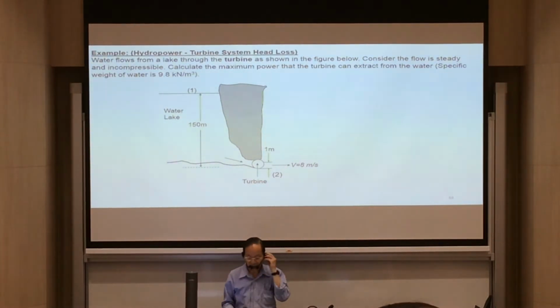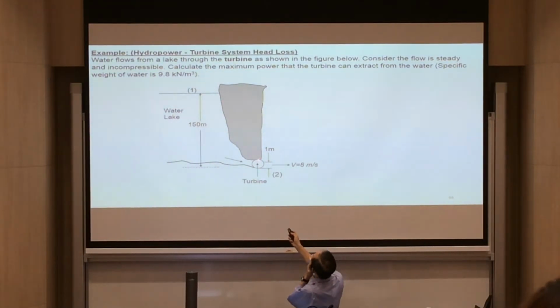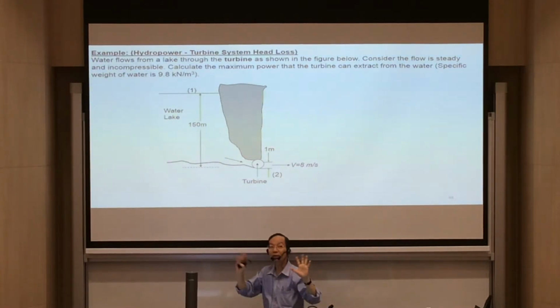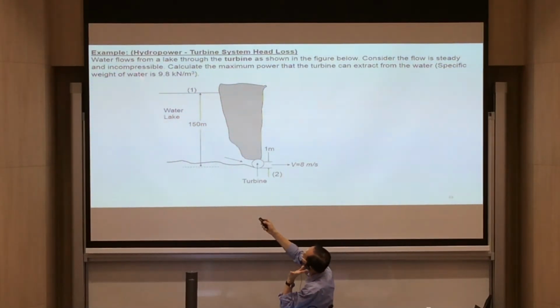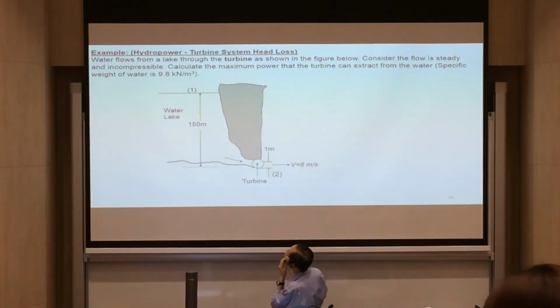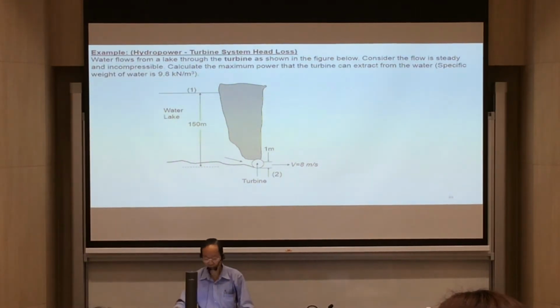So this is a very simple exercise. Let's go through it. Water flows from a lake to the turbine, as shown in the figure below. Consider the flow is steady and incompressible. Steady and incompressible, so you must consider the viscous friction. It's incompressible, rho is constant. Calculate the maximum power that a turbine can extract from the water, given the specific weight of water.